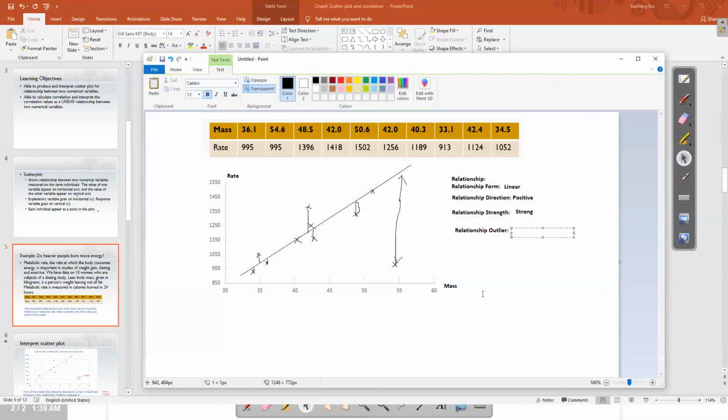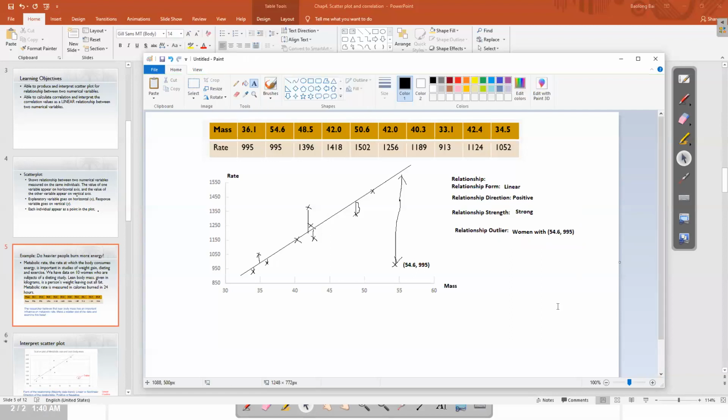So when you look at the data, this will be the value with the coordinate 54.6 and 995, right? Whoever that lady is, she is different from the rest of the ladies. So that will be considered an outlier. The woman with measures of 54.6 and 995 will be our outlier.